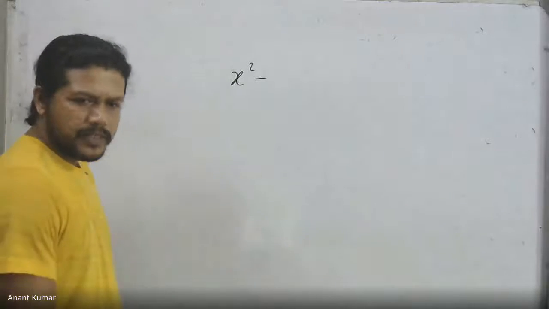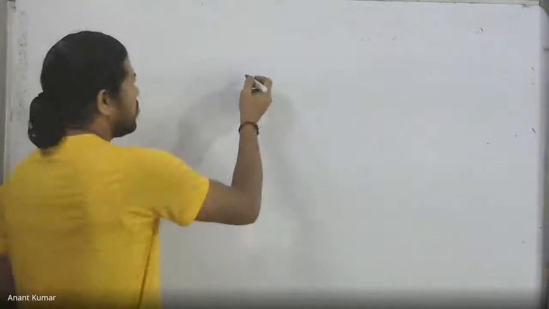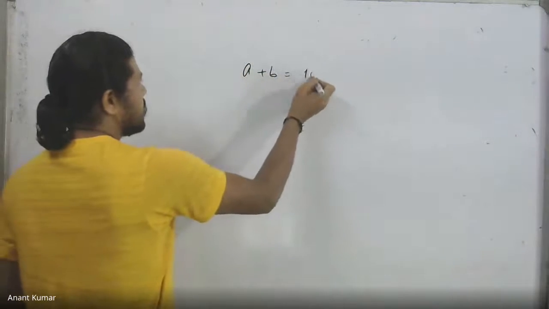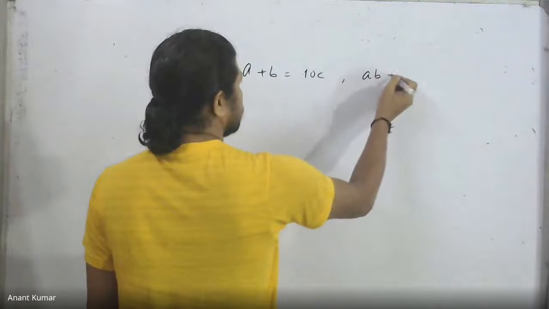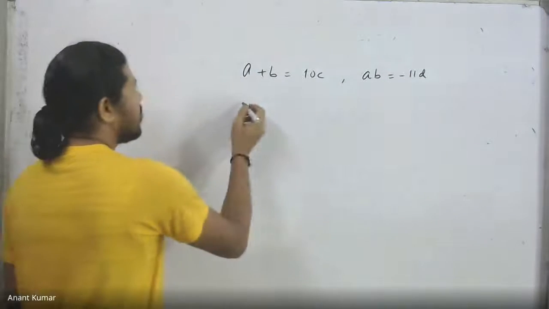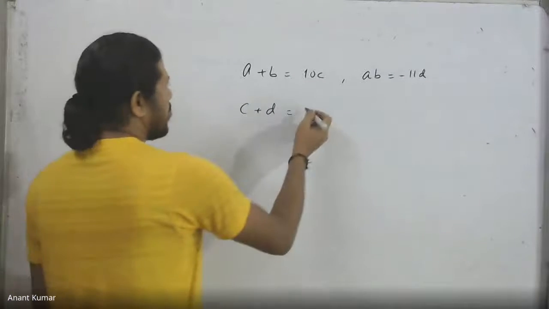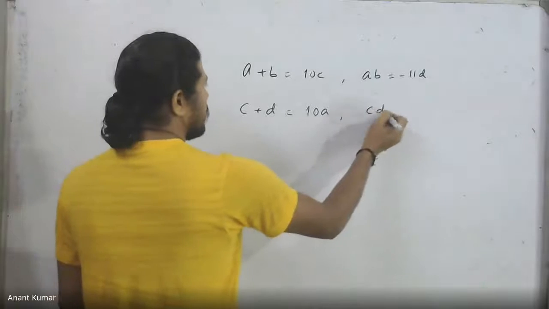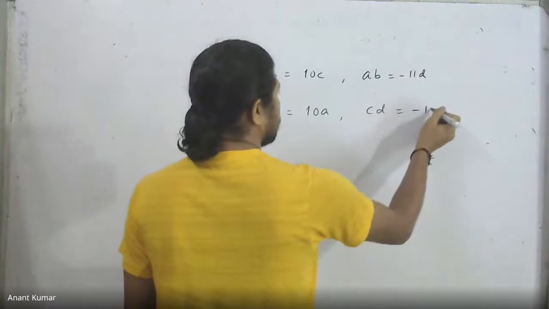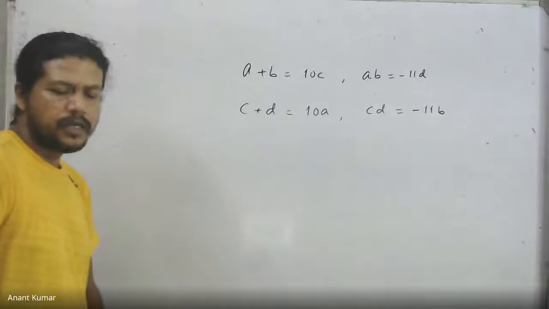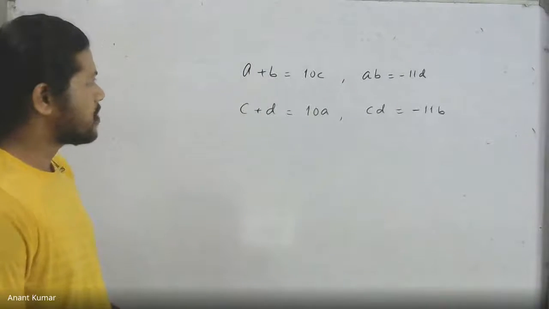Okay, no problem. The question is already in the WhatsApp, I'm not writing it down. A plus B is given to be 10C, and A into B is minus 11D. Similarly, C plus D has been given to be 10A, and C into D is equal to minus 11B. We require the value of A plus B plus C plus D. So that should be 10 into A plus C. How to find A plus C?